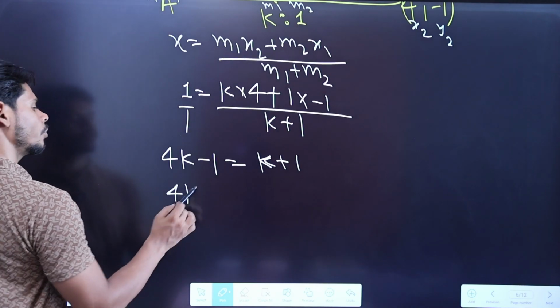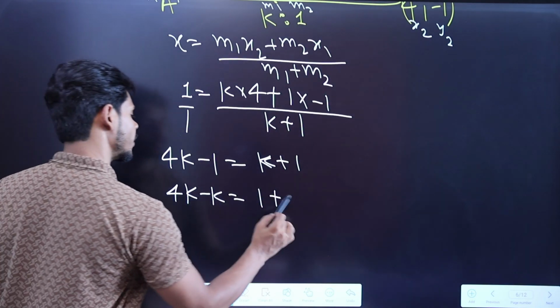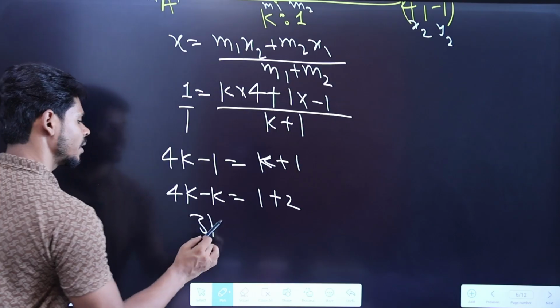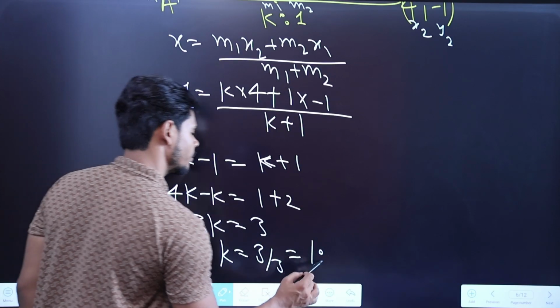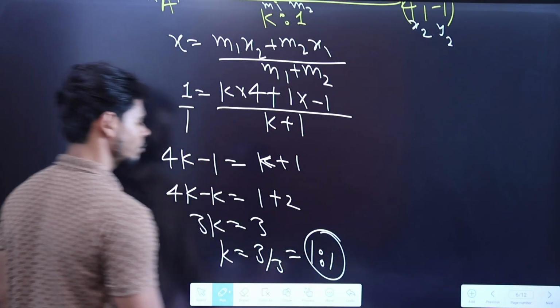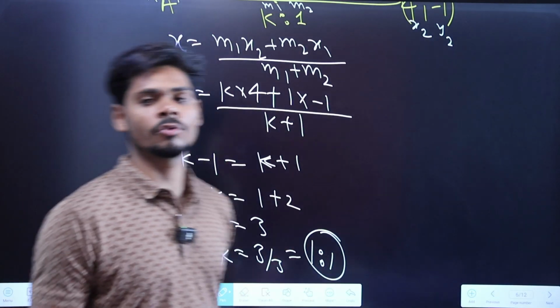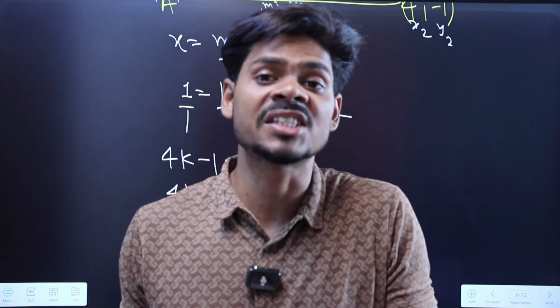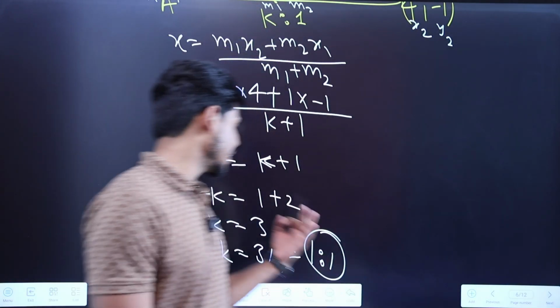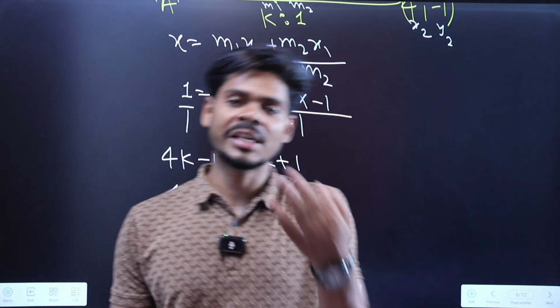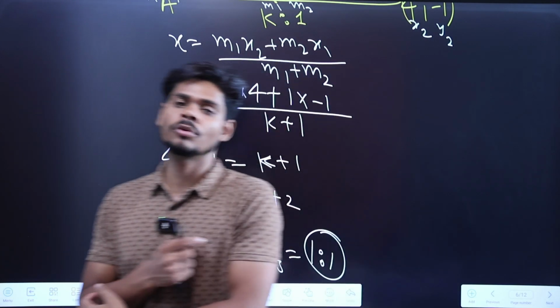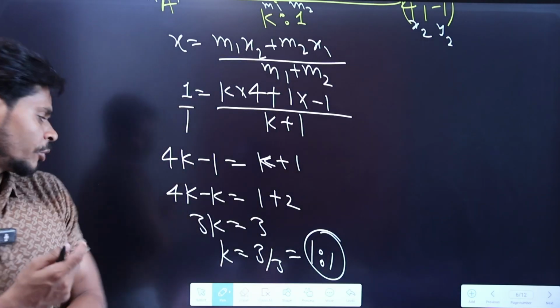Now it will become 4k minus k is equal to 1 plus 2. Then it will be 3k is equal to 3. So from here we will get 3 upon 3, which is nothing but 1:1. So it means that particular point (1, a) is exactly the midpoint. Whenever you get the ratio as 1:1, 2:2, 3:3, the same values for m1 and m2, then it is always the midpoint. Got it?